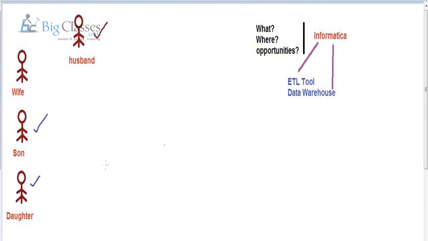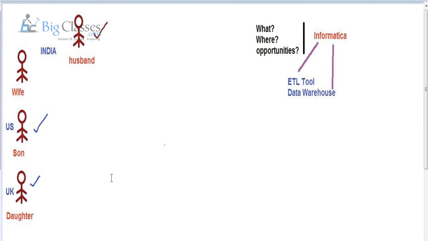As 3 members are working, they'll get a good amount of income, and they'll have some expenses also. One more thing we need to understand is, let us say the husband and wife are staying in India together, the son is staying in the US and the daughter is staying in the UK. That means these people are staying in different geographical locations.